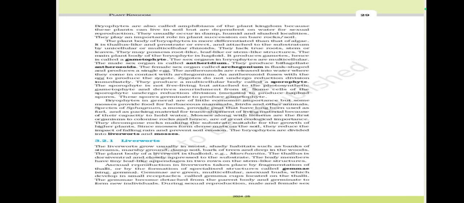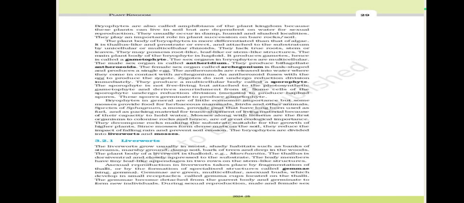with lichens are the first organisms to colonize rocks and hence are of great ecological importance. They decompose rocks, making the substrate suitable for the growth of higher plants. Since mosses form dense mats on the soil, they reduce the impact of falling rain and prevent soil erosion. The bryophytes are divided into liverworts and mosses.